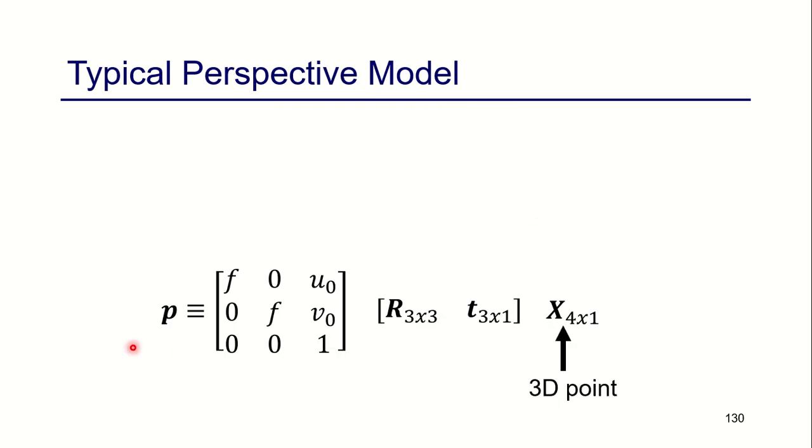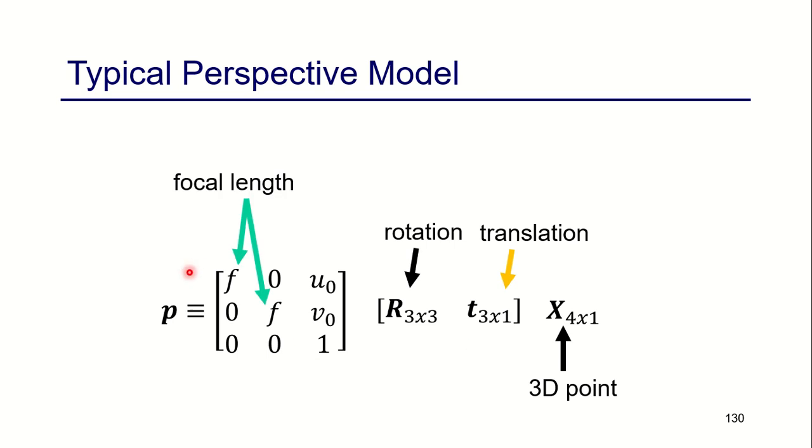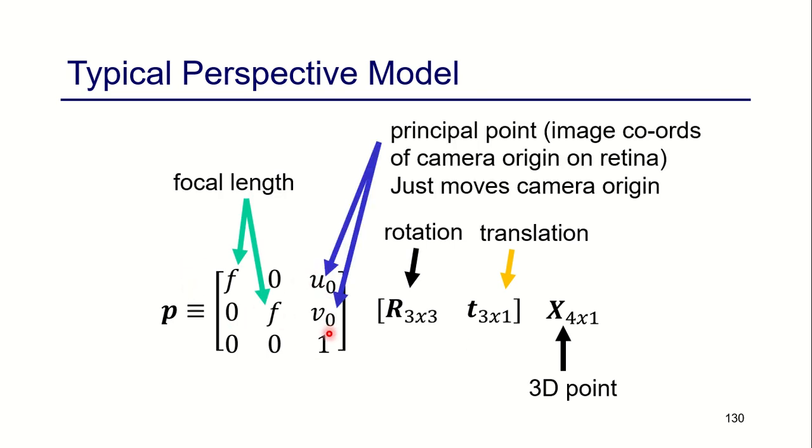So in this equation, this is the equation for your P, and here X is a 3D point which is 4 cross 1, that is X, Y, Z, 1. Then this is the rotation matrix, the 3 cross 3 matrix, and this is the translation matrix, a 3 cross 1 matrix, and f is your focal length and u, v are your principal point, which are the image coordinates of the camera origin on the retina. This just moves the camera origin, and then you find your parameter P. So your P is the 2D projection of a point X.